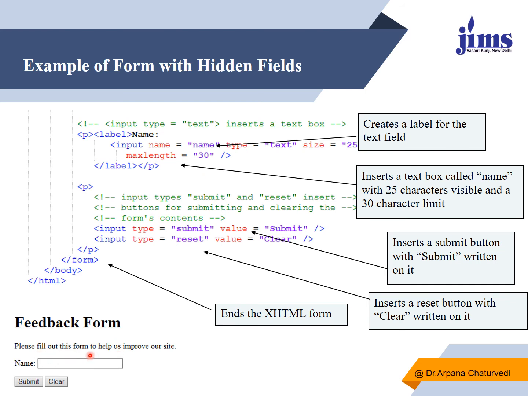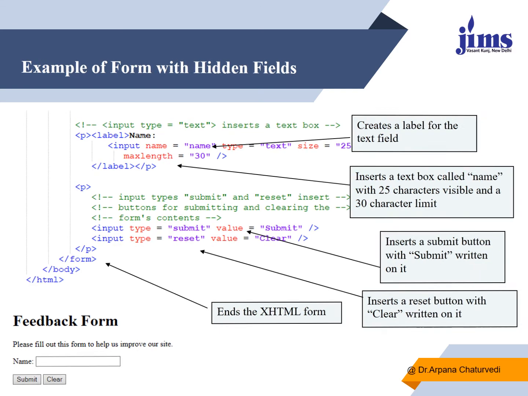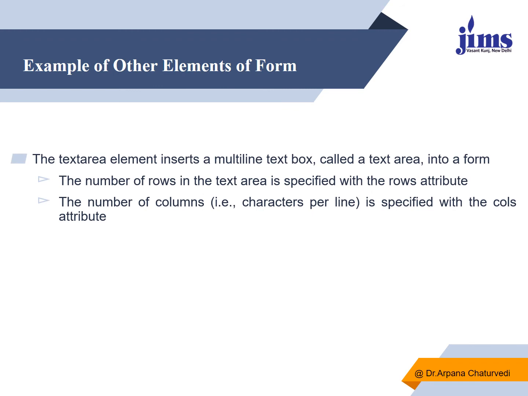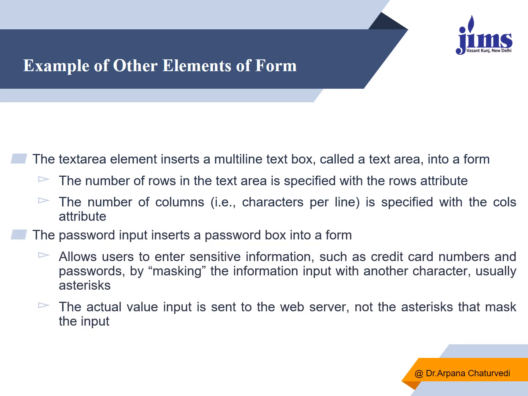This is the output. This is the name. This is a text box. These are the two buttons which are appearing over here. Similarly, we can see other elements also. We can have multi-line text boxes called text area, which can be specified with the number of rows and columns we are looking for.